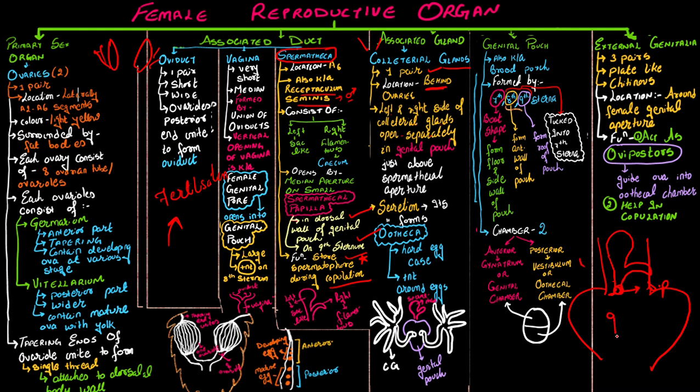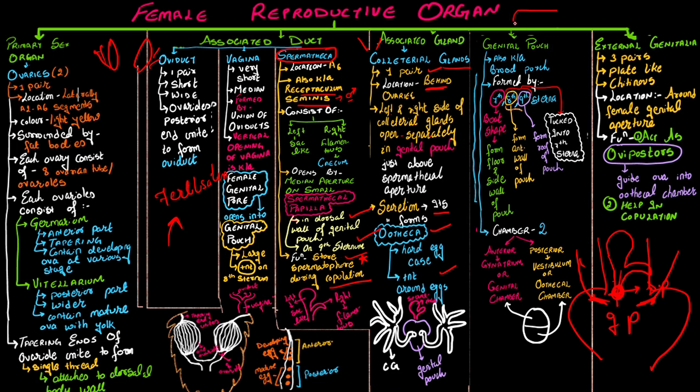So here, this one is your genital pouch. Left side collateral gland opens here, right side collateral gland opens here, separately in the genital pouch, just above the spermathecal aperture. Okay? Now its secretion forms the ootheca. What is ootheca? It is the hard case which is present around the egg.